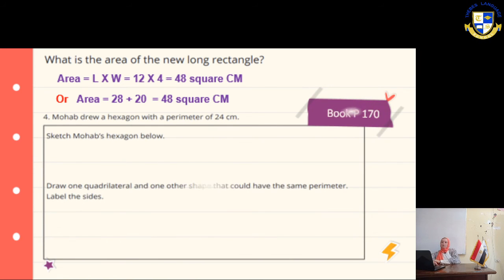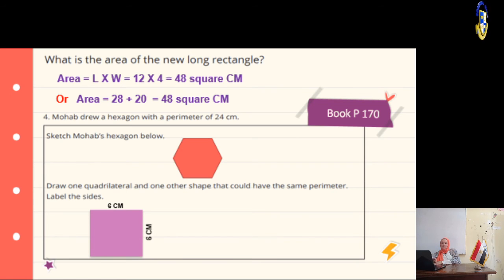Now in number 4, book page 170, Mohab drew a hexagon with a perimeter of 24 centimeters. Draw the hexagon. Hexagon means 6 sides. Okay, 6 sides means we are going to divide 24 divided by 6. So the length of each side equals 4.